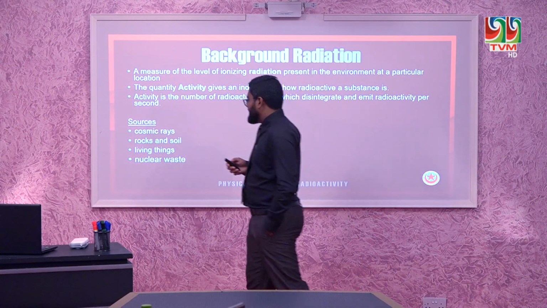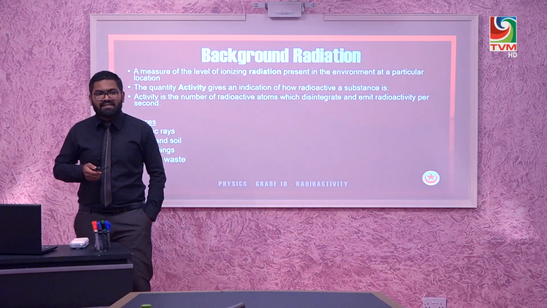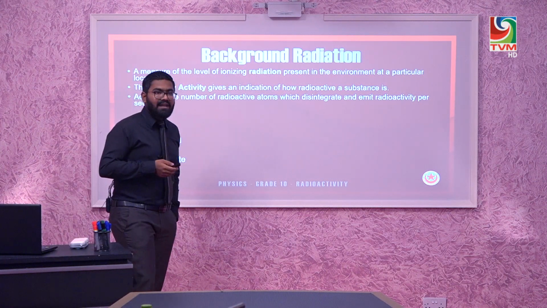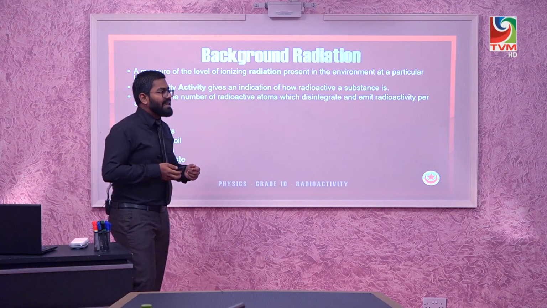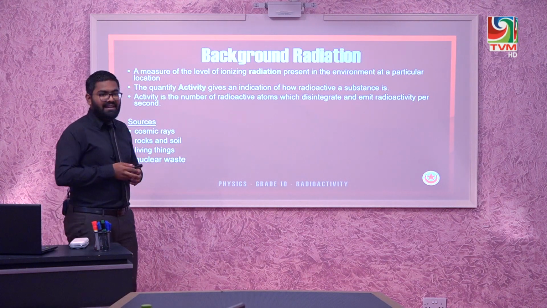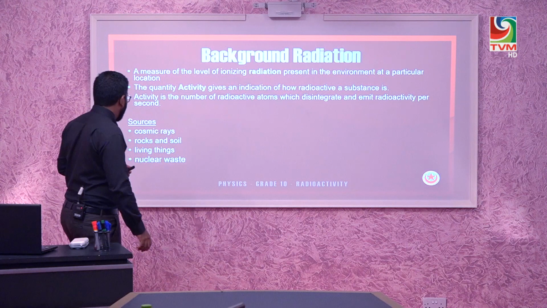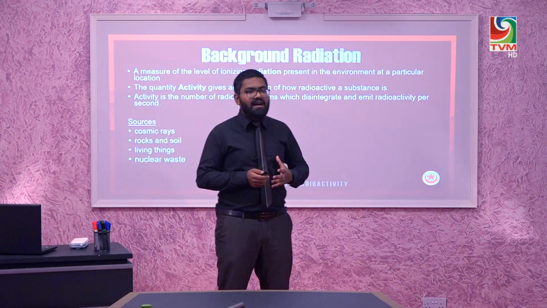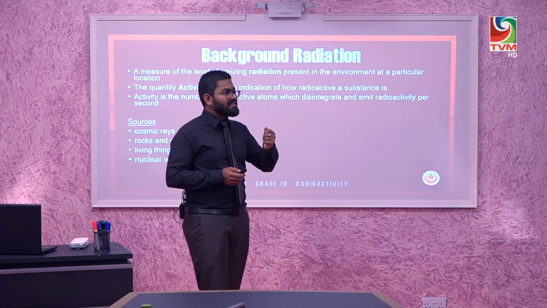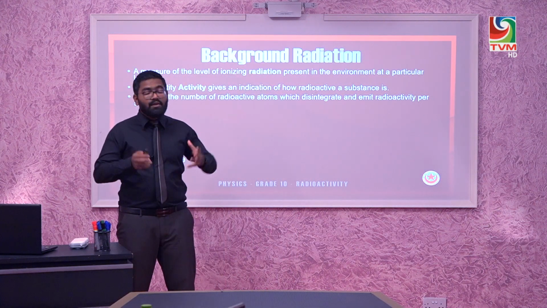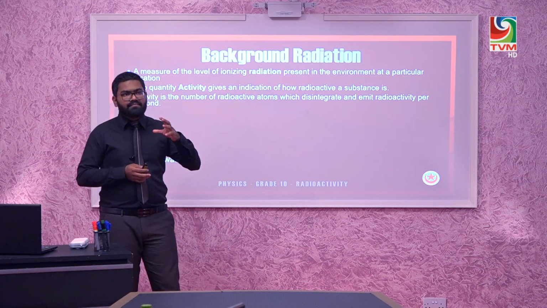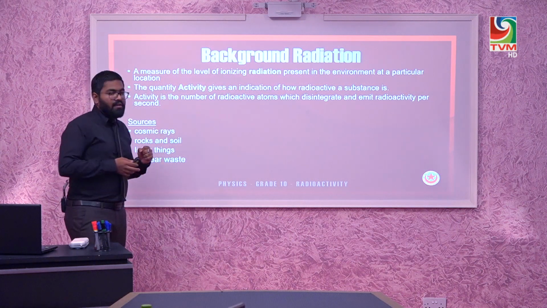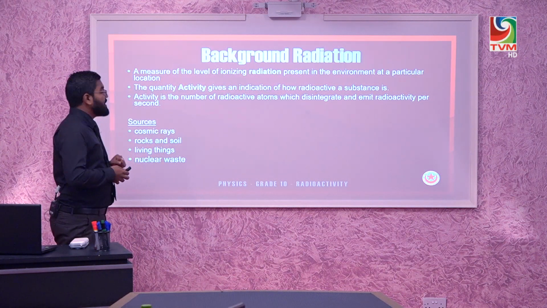And sometimes in living things also, as you may understand, we all have carbon-14, and once living things die, it becomes radioactive, and that can be used for carbon dating. And then nuclear wastes, so we all know what nuclear wastes are. When they dispose of these after the nuclear reactors, we get a lot of nuclear radiation.